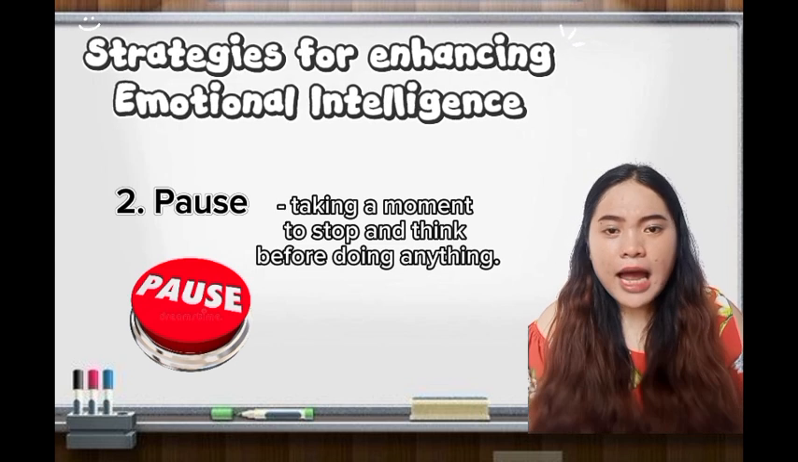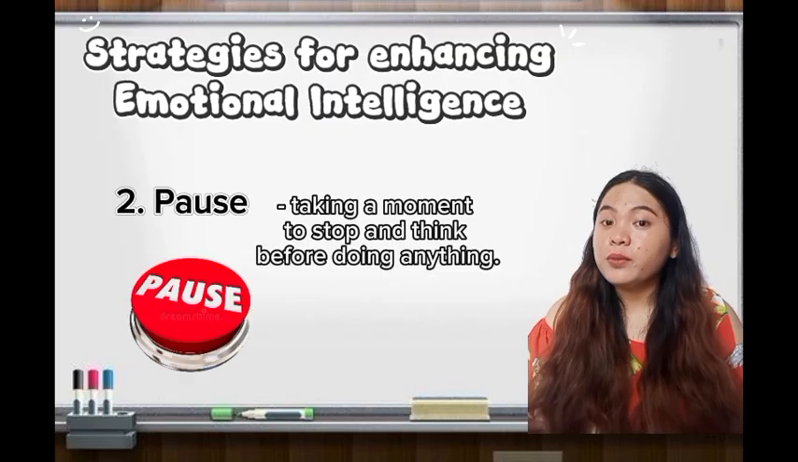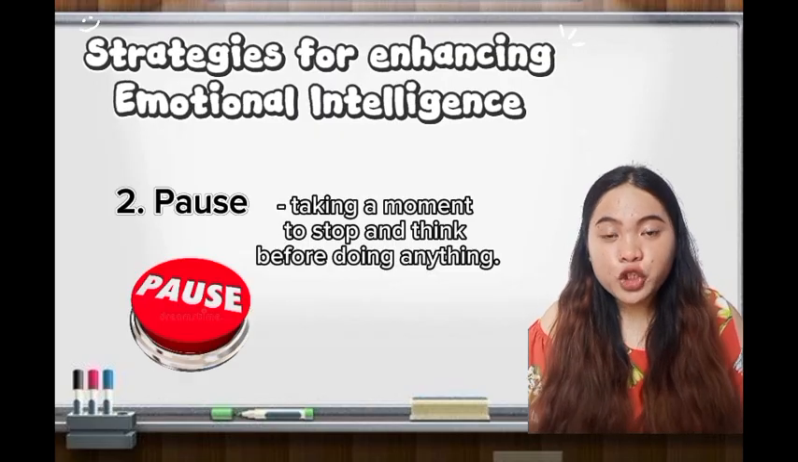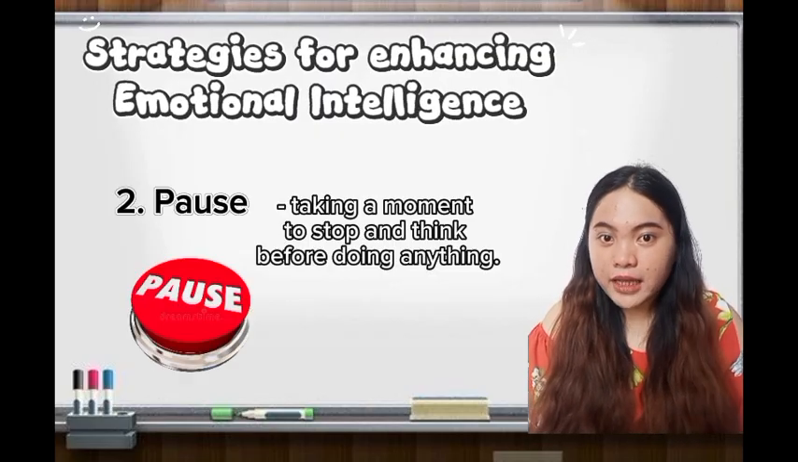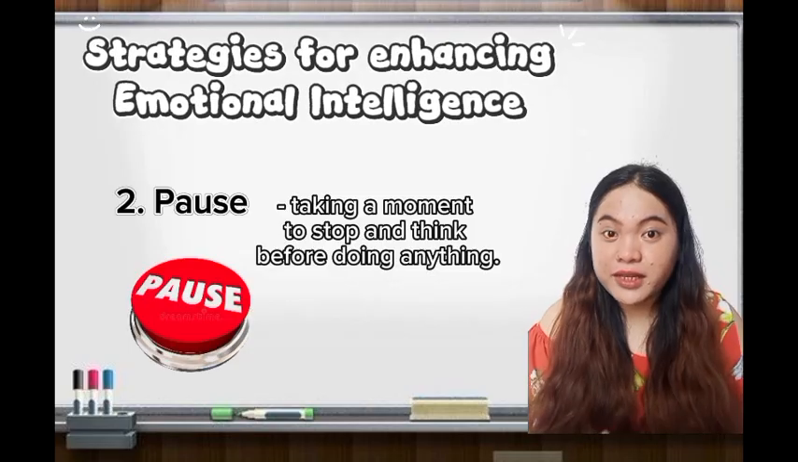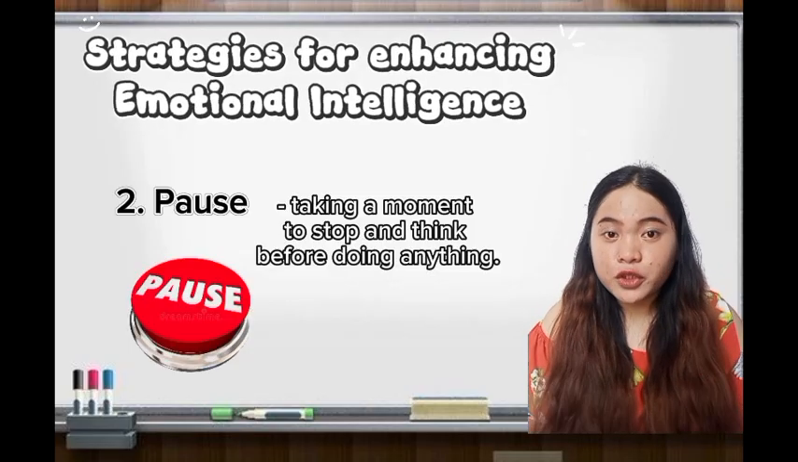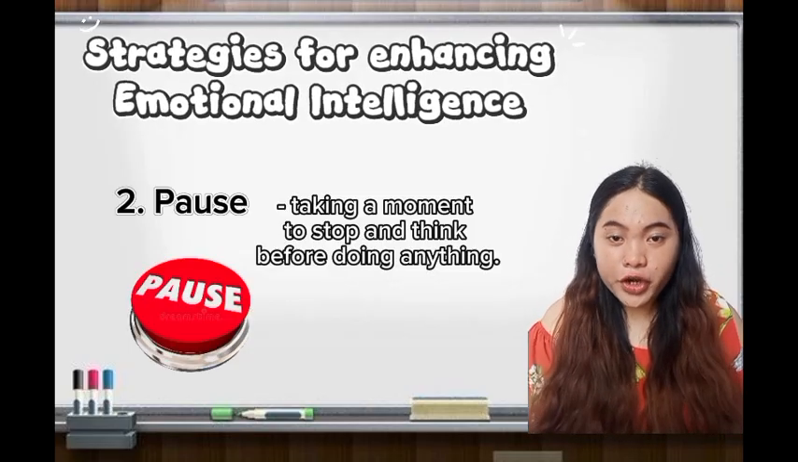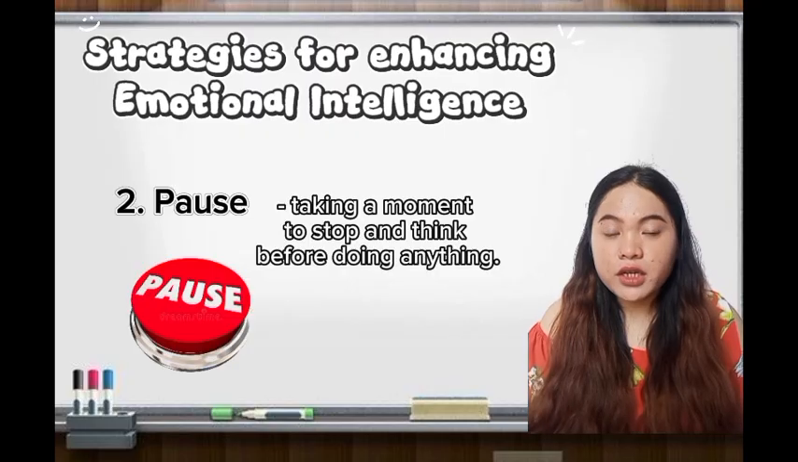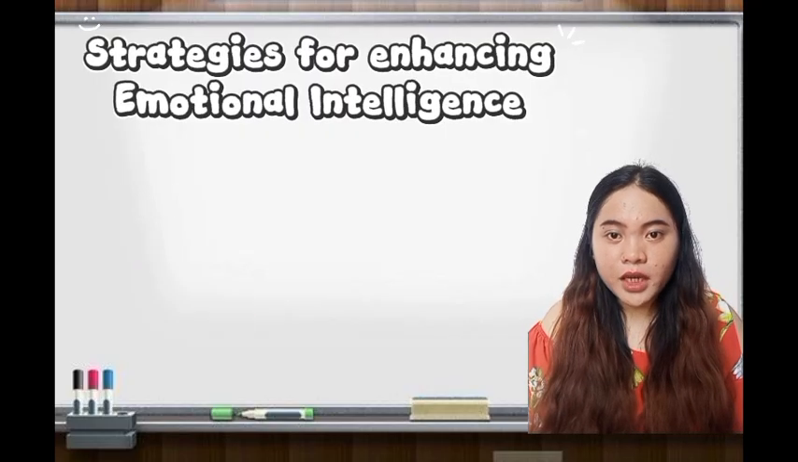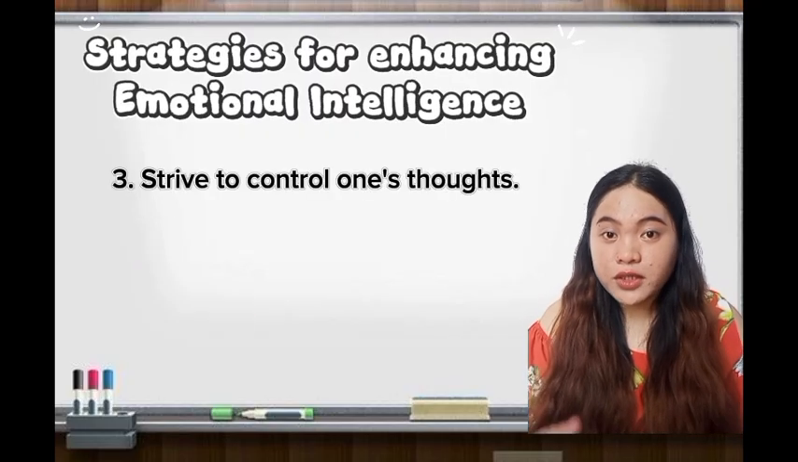For example, at the peak of anger with a student who commits violations, a teacher may gently pause for a while and take a moment of silence to rethink and cool down before jumping to any decision in order to avoid untoward consequences. Three, strive to control one's thoughts.